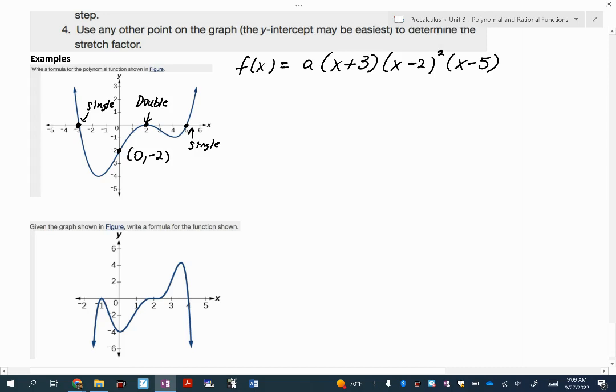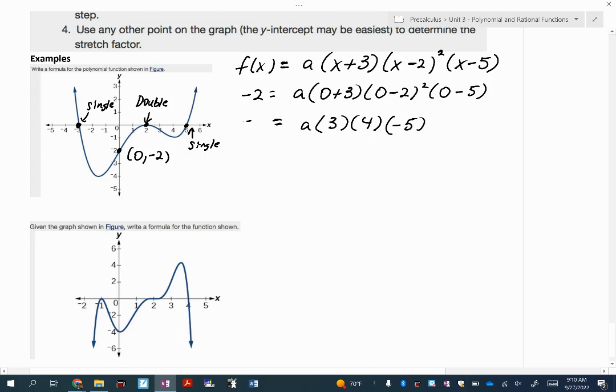All right, so now I'm going to plug in y is negative 2, so replace that with negative 2, and then my x is going to be 0. We'll be ready to use our algebra to figure out what that coefficient is going to be in front of a. So 0 plus 3 is 3. 0 minus 2 is negative 2, but negative 2 squared is 4. 0 minus 5 is negative 5, and that's equal to negative 2. So that's going to be negative 60 times a. So if I move over the negative 60 with division, I get positive 2/60ths, which reduces to 1/30th.